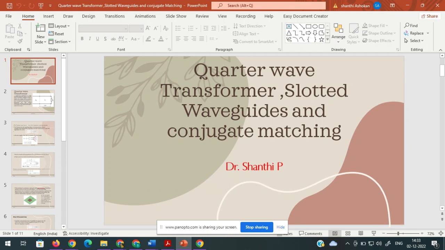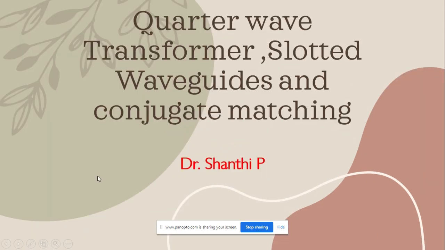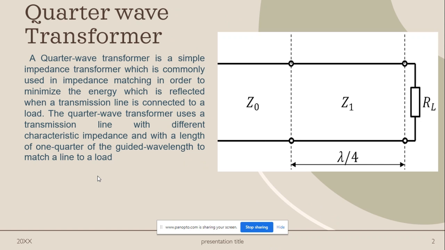So good afternoon. The topic I'm going to discuss today is the quarter wave transformer, slotted waveguides, and conjugate matching. So what is a quarter wave transformer? A quarter wave transformer is a simple impedance transformer which is commonly used in impedance matching, in order to minimize the energy which is reflected when the transmission line is connected to a load.